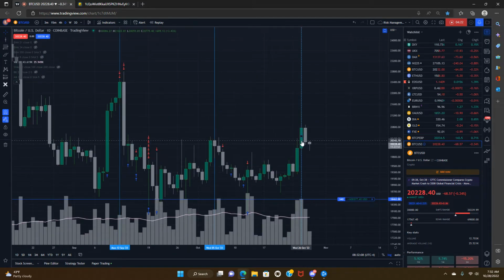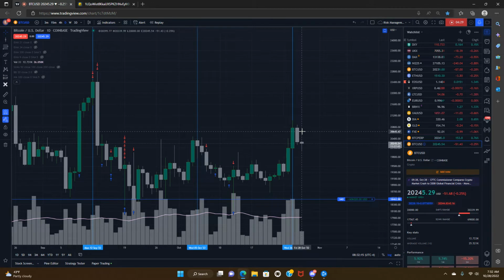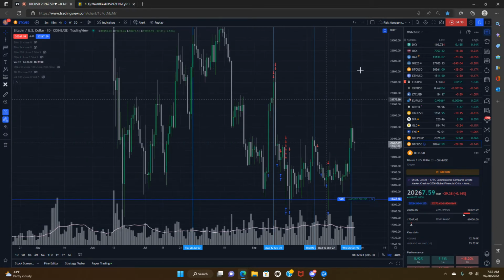Now, is this going to be an ultimate top? You don't know for sure, but the point is to illustrate the concept that this is a very repeating characteristic, and it ties into liquidity concepts.